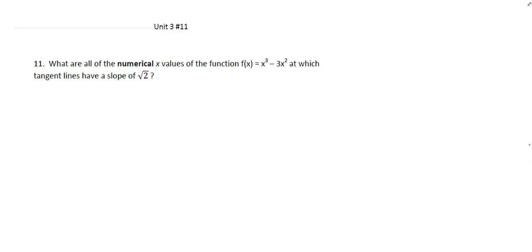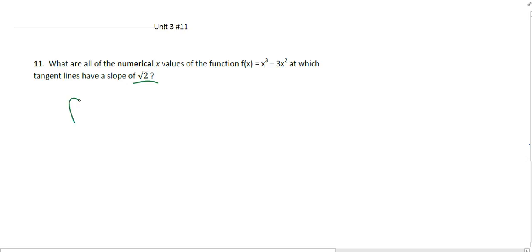Okay, in number 11 here in the first section of chapter 3, they're asking us to find when this function has a slope of a tangent line that's equal to the square root of 2. Normally we would ask when does this have a horizontal tangent, and that would be a slope equal to 0. But in this case, they wanted us to find the value that gives a slope of square root of 2 for the tangent line. Anyways, we're going to do the same thing.